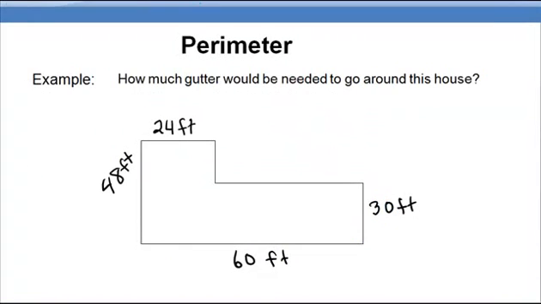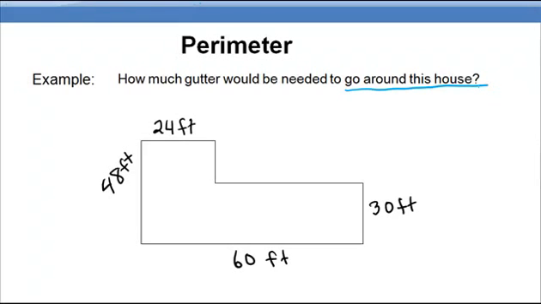Let's look at one more example, an application problem. How much gutter would be needed to go around this house? First, we have to decide what kind of math problem it is. Because of where the gutter would go, it would go around the house, then it is perimeter. So it doesn't say the word perimeter, but you have to decide that because of where it goes. So for a perimeter problem, we're going to add up all the outside edges.